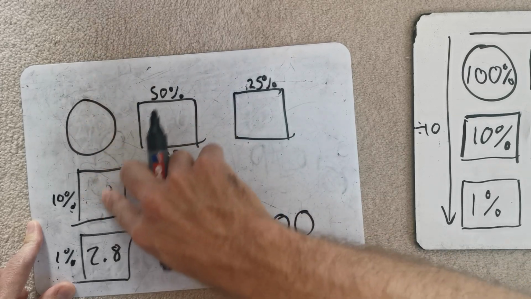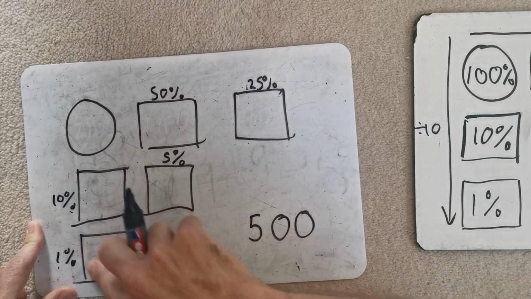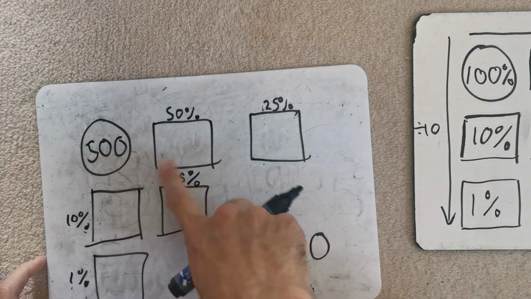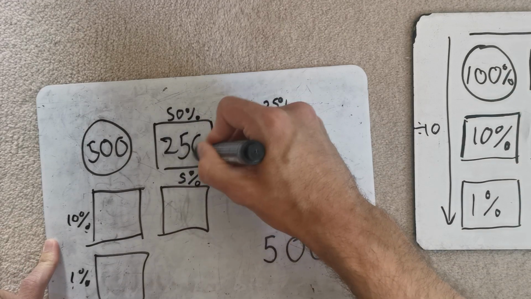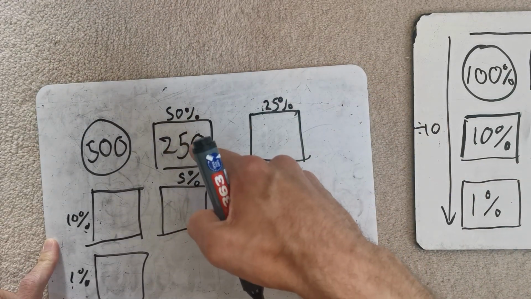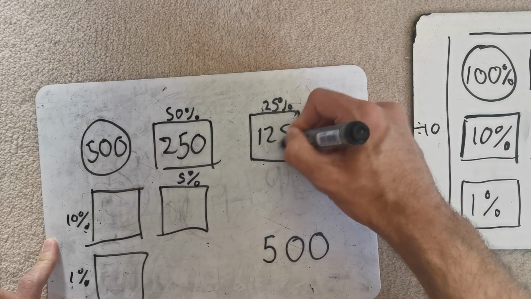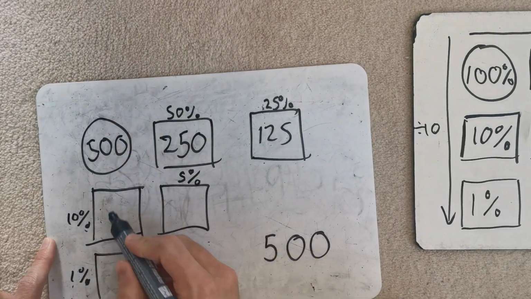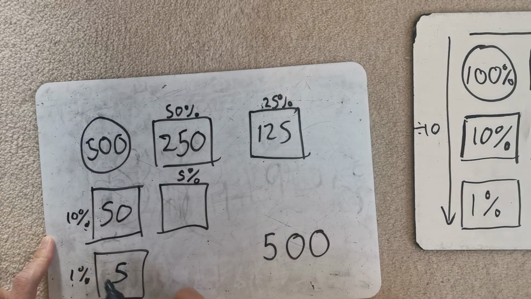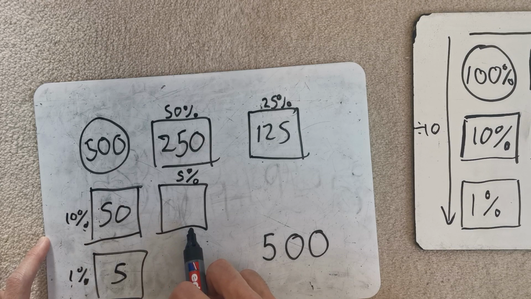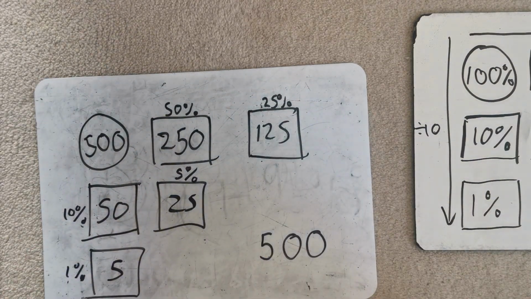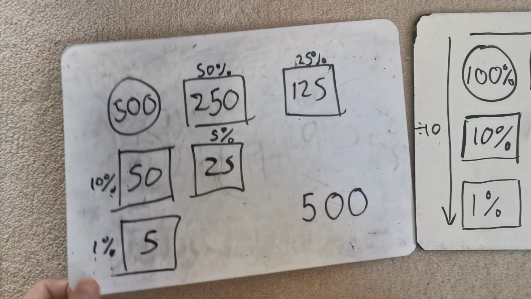Right, so 500 is going to go in our box up here. 50% of that, half it, we get 250. Half that again: half of 200 is 100, half of 50 is 25, so 125. 500 divided by 10 is 50. 50 divided by 10 is 5. Now 50, half that, we get 25, or 25 divided by 10. There we go. So those are our building blocks.